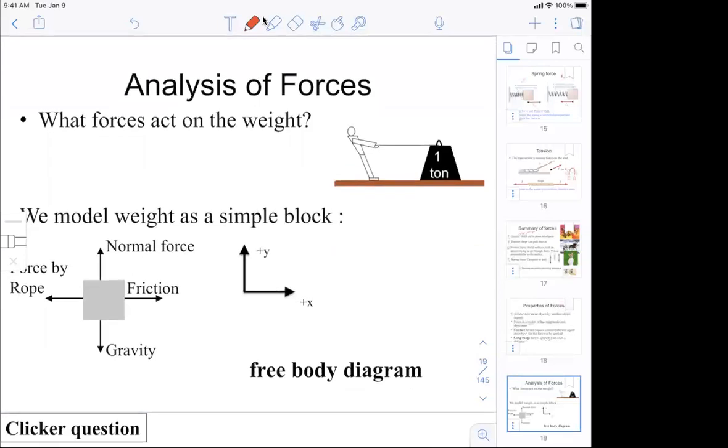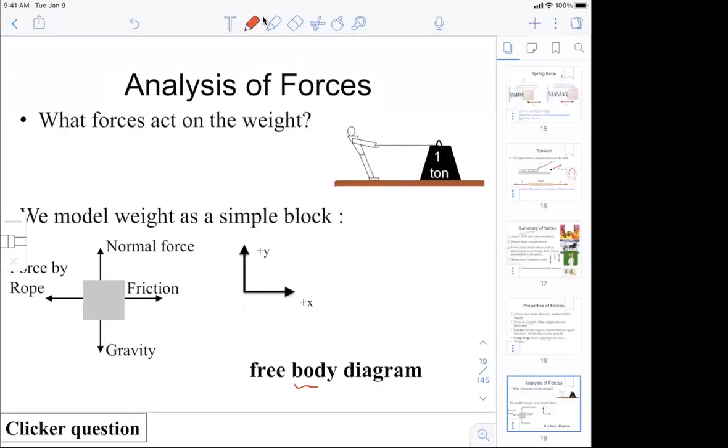Okay, so now let's talk about the free body diagram. So what is a free body diagram? It's a diagram we draw to help us visualize all the forces on an object that we're interested in.